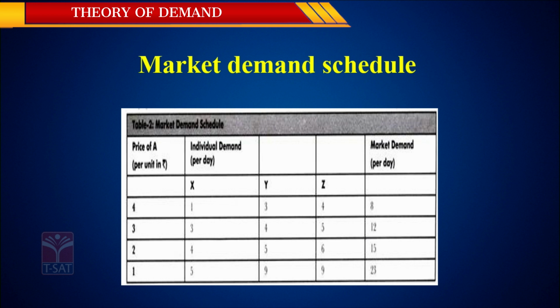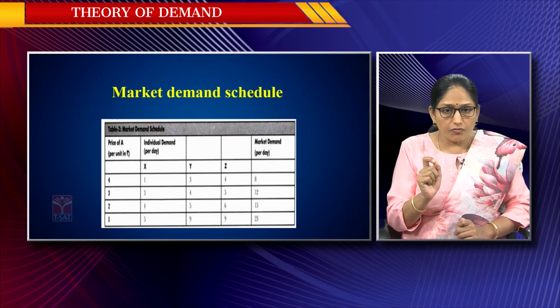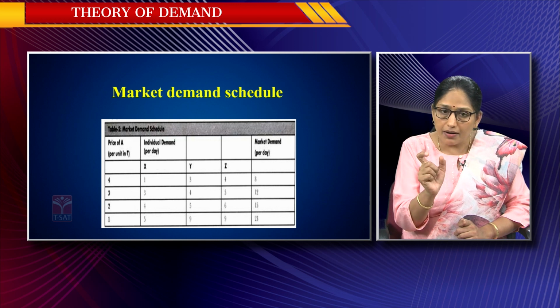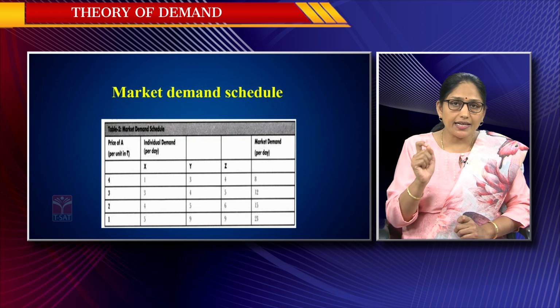Now the individual demand from X person, Y person, Z person, likewise we have a number of consumers. So we will add. Suppose the demand from consumer X is 1, the demand from consumer Y is 3, the demand for consumer Z is 4, at price 4. So the joint demand or the market demand at price 4 will be 8. This is known as market demand schedule.